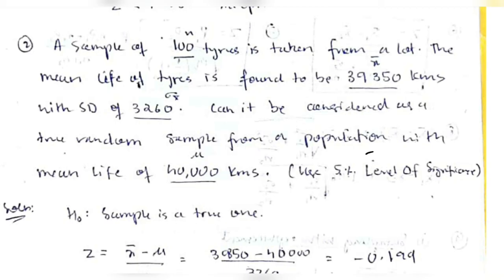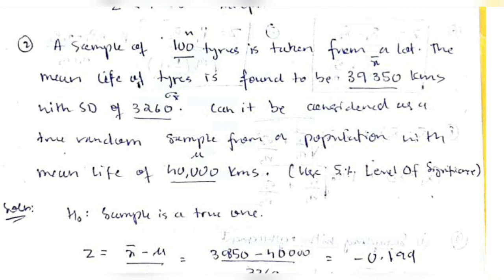Then from a population with mean life of 40,000. That's why I told you to be very careful about which one is for the sample and which one is for the population. For the population, that will be nu. Nu will be for the population and x bar will be for the sample. And we have to use 5% level of significance.